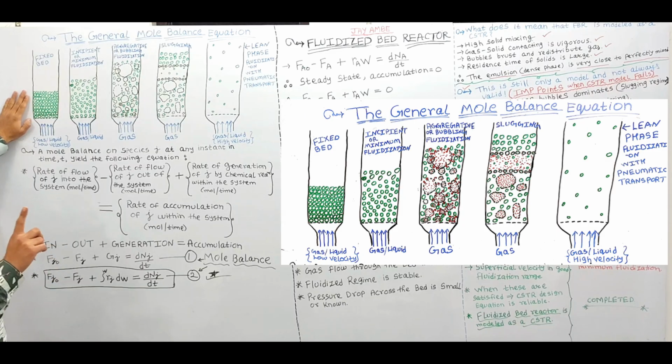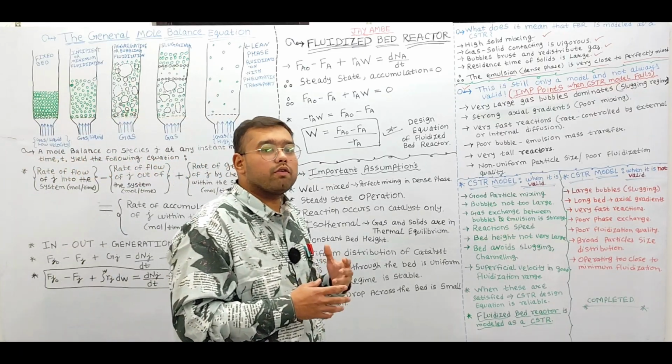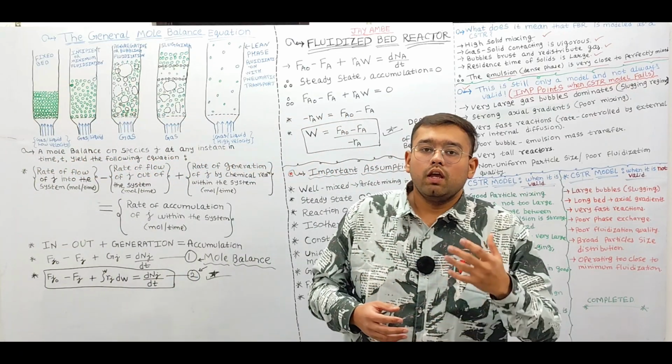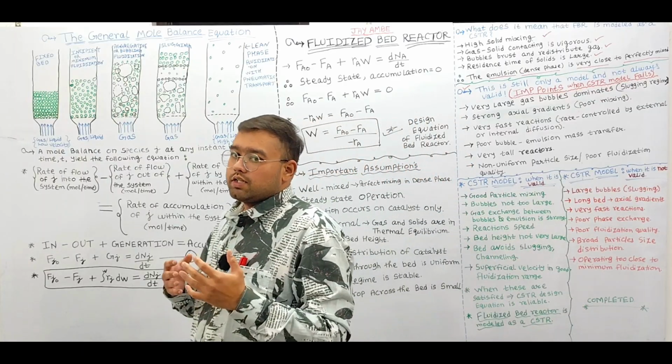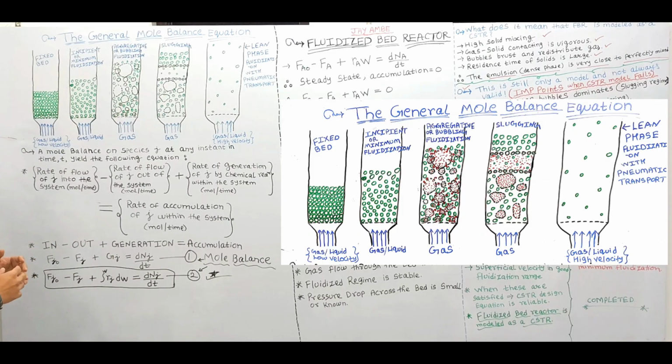Okay, here we have completed the first case. Now in the second case, when the velocity of the flowing fluid equalizes to the minimum fluidization velocity, we'll understand that. Let's say in the second case, when the velocity of the flowing fluid equalizes to the minimum fluidization velocity, during those conditions, the drag force of the flowing fluid will equalize to the weight of the catalyst bed.